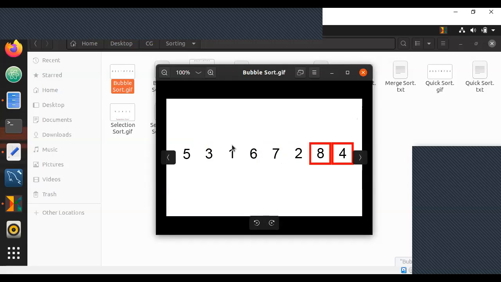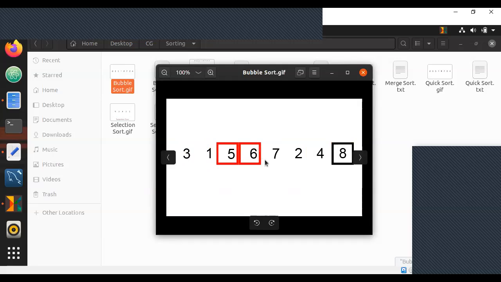In the first pass, the largest value went to the last index. This is just pass one. So the last index is done. Now I don't have to include the last index. In the second pass, it compares the first and second element. The second is greater than the first, swap it. Now compare the second and third element. The second is greater than the first, so swap it.